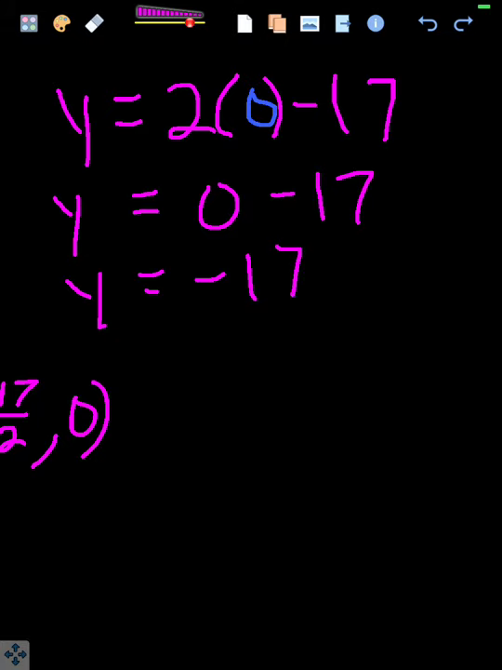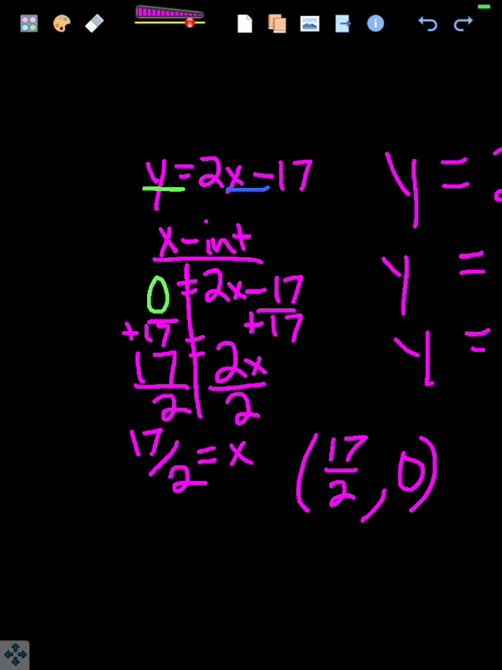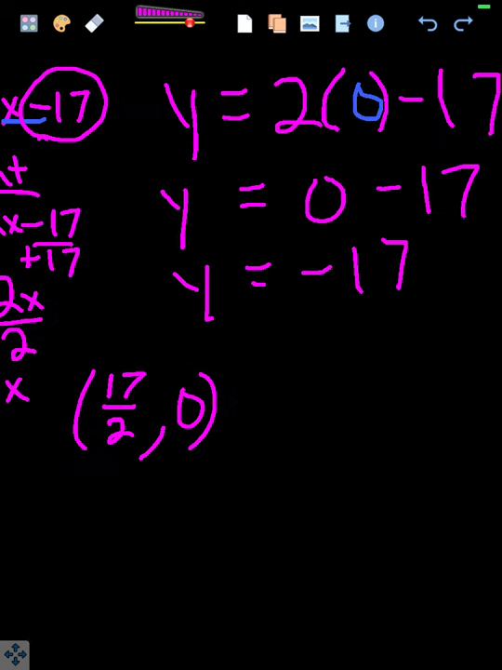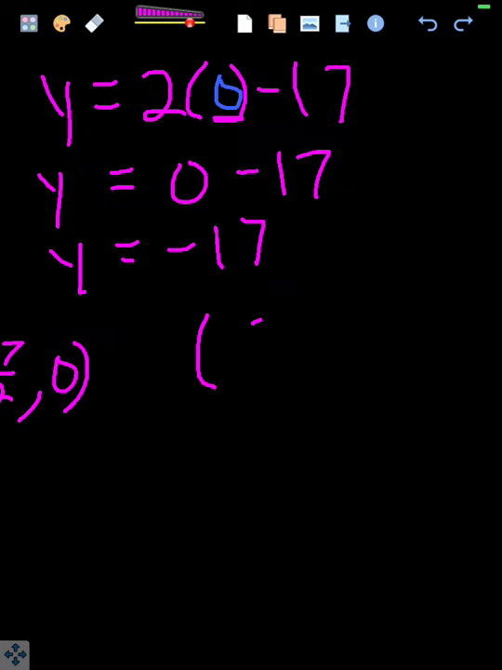Now some of you may have looked at the original equation, because it's slope-intercept form, and said, hey, the b is negative 17, so that's the y-intercept. That's totally fine, but if the equation is not in slope-intercept form, you're not going to see it, so I wanted to show you that. And if you forget, you can always solve it algebraically by plugging the 0 in there. So now our y-intercept is going to be 0, comma, negative 17.